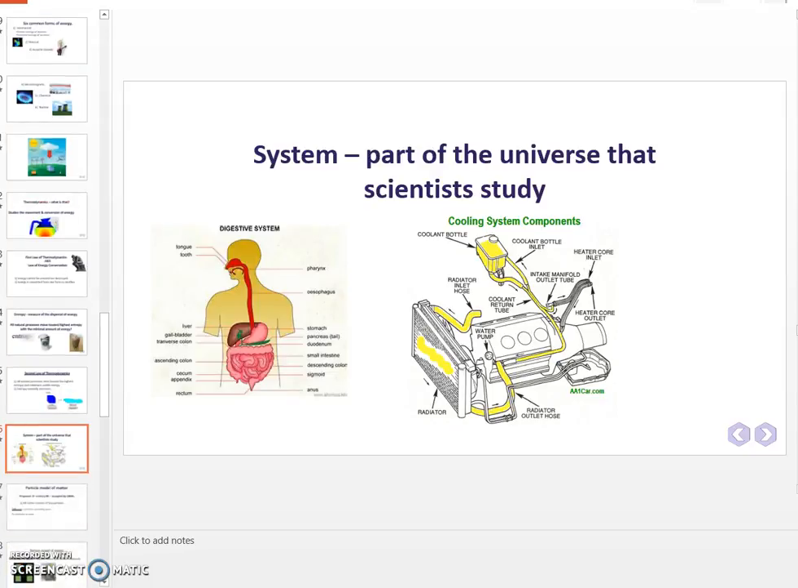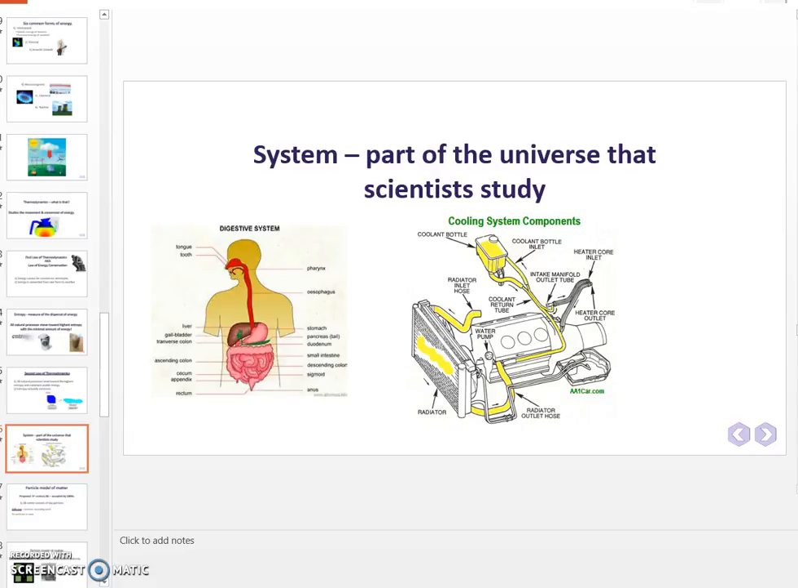The system is the part of the universe that the scientists study. We set the boundaries as to what is the system. We can look at the cooling system of a car. We can look at the digestive system of the human being, the nervous system, the endocrine system, the cardiovascular system of the human being. So those are examples of systems, where we're isolating certain parts of the universe that we're studying, and we ignore everything else.